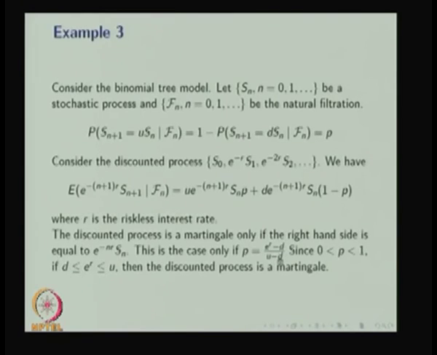Therefore, the ratio of e power r minus d to u minus d is going to lie between 0 and 1. So with the proper values of r, d and u, if p is of this form, then the discounted stochastic process is a martingale.